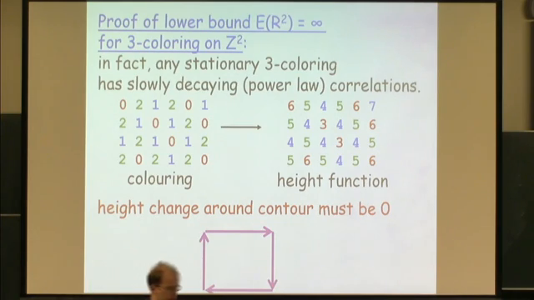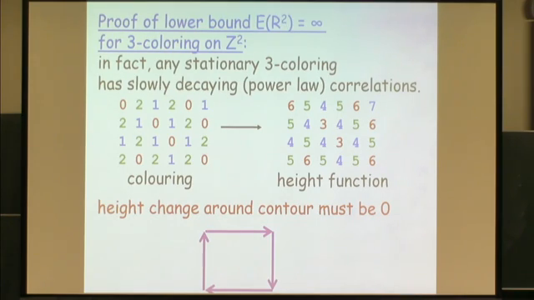I won't show you the whole proof, but I'll show you key ideas. Right, so in fact we claim any 3 coloring has to have infinite second moment of the coding radius.